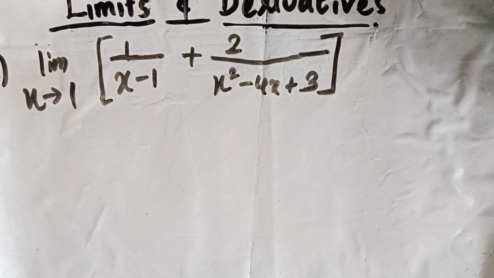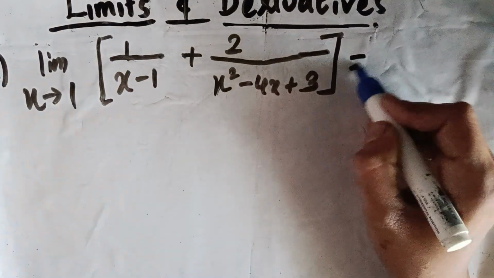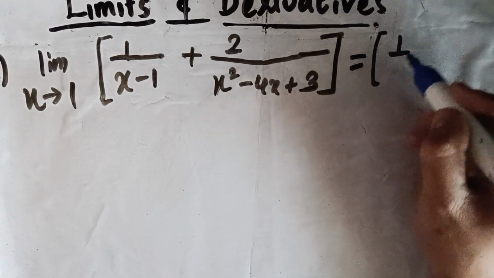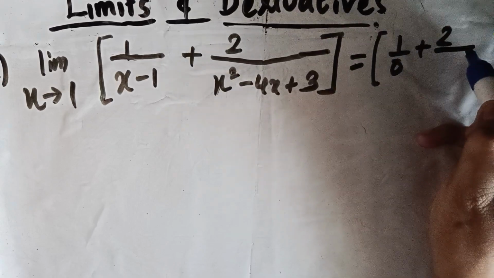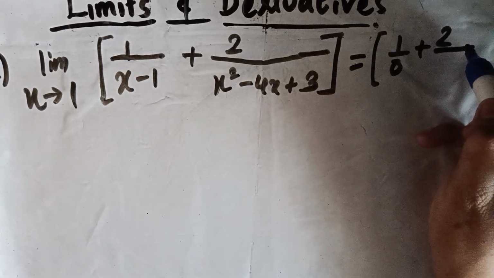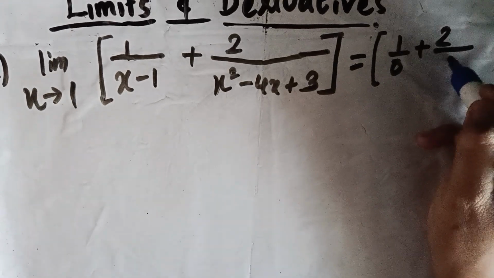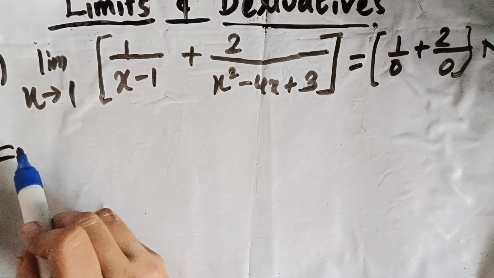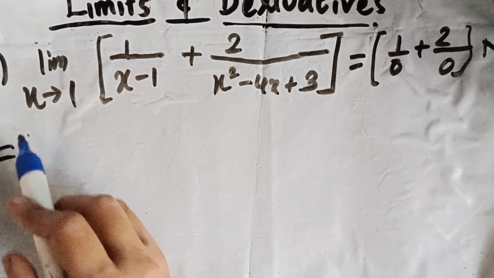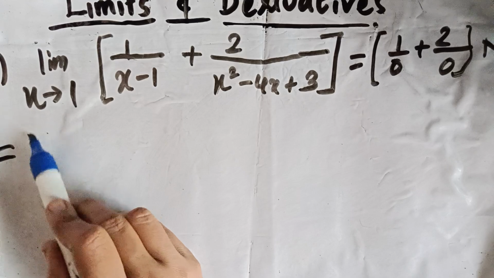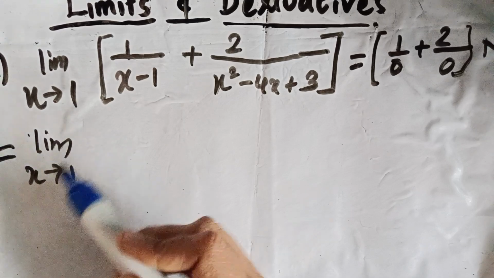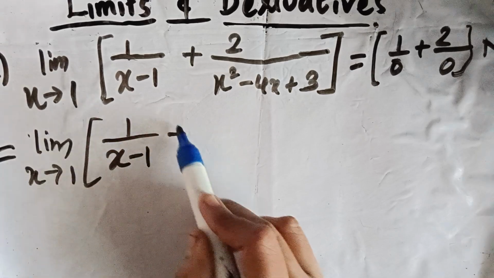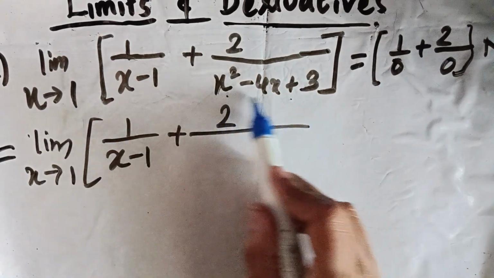Next question, limit as x tends to 1, 1 upon x minus 1 plus 2 upon x square minus 4x plus 3. So first you put x equal to 1, so we'll get 1 upon 0 plus 2 upon 1 minus 4 plus 3, also 0. So this is of not defined type. Okay, so we can write this as 1 upon, we can reduce here. This is a quadratic equation.